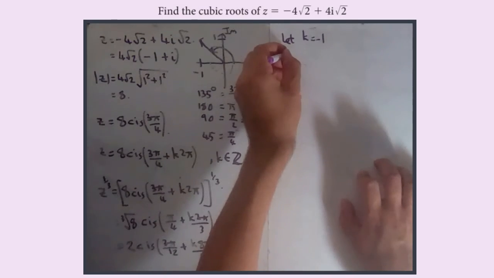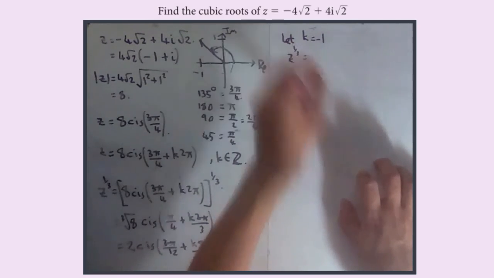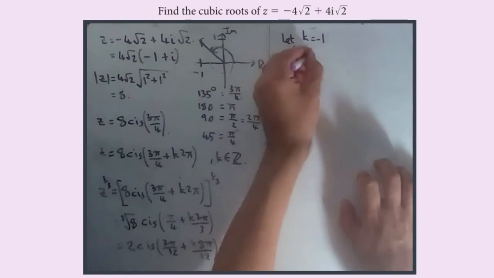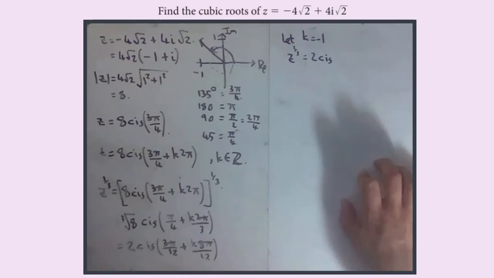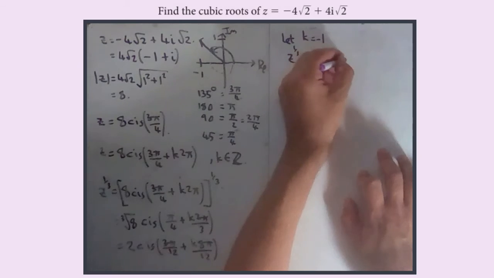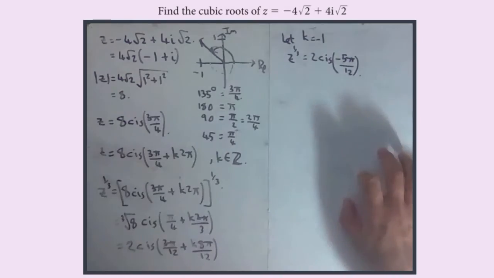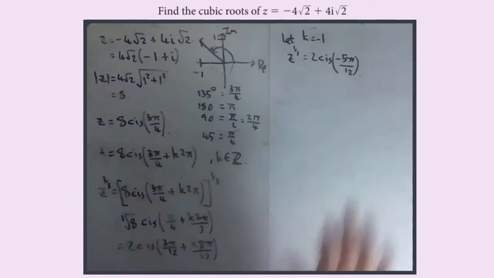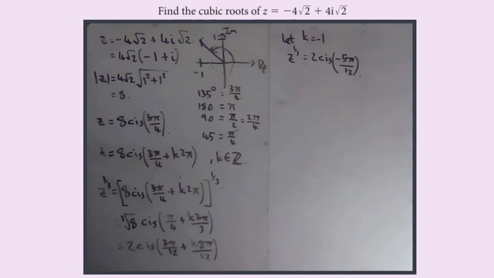So that would mean that the cube root of z, the first one, so z to the 1/3, is going to be 2 cis (3 pi by 12 minus 8 pi by 12). So 3 minus 8 is minus 5 pi by 12. At this point, you'd probably have a bit of a think about pi by 12 and multiples of it, and just see if you can do it easily, exactly.